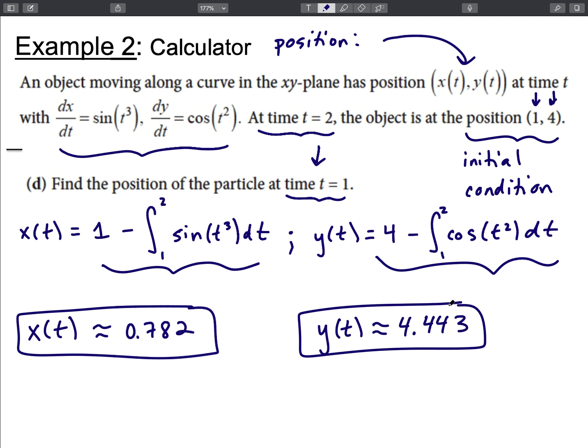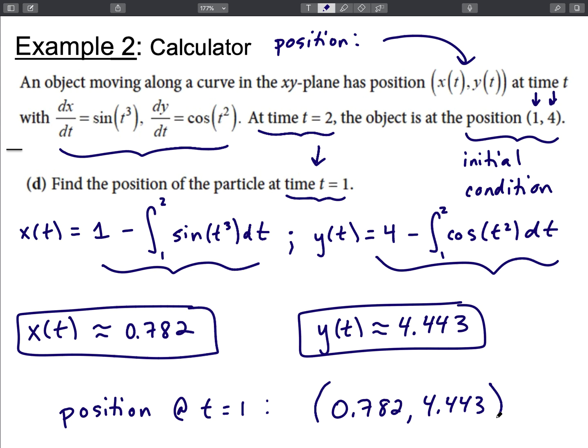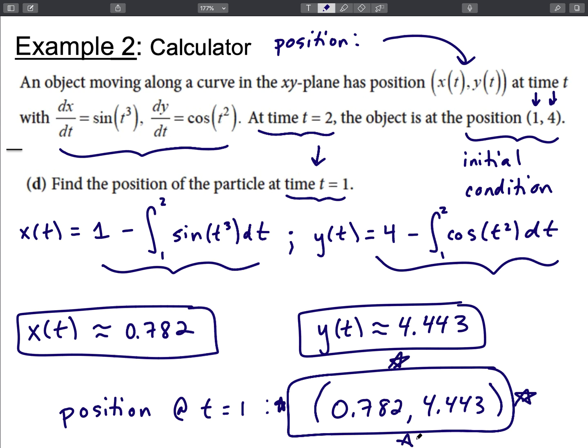So in this case, if we wanted to say what is the final answer, what is the position at t equals 1, we could write it as a point. We could say it's 0.782 for the x component and 4.443 for the y component. So in this case, this will be my final answer. So we'll throw a couple stars around it and say this is going to be my final answer.